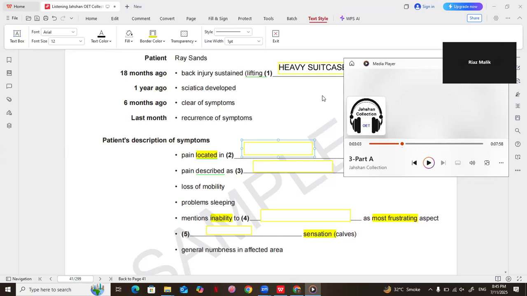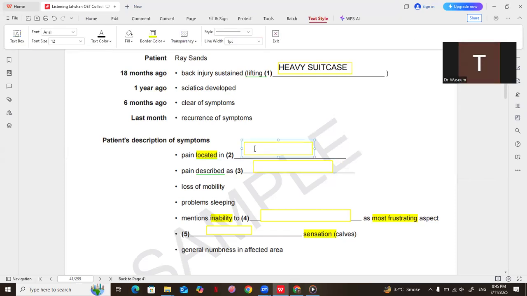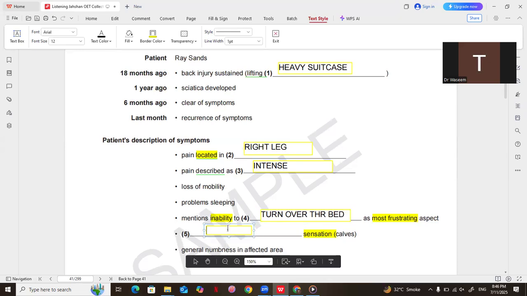Yes, sir, I got it now, sir. Okay. So the pain was in the right leg. Right leg, sir. Okay. Then the pain was described as intense, sir. Okay. Then the inability to do as prescribed. Turn over in bed, sir. Turn over in bed. And this one is tingling sensation, sir. Tingling sensation.